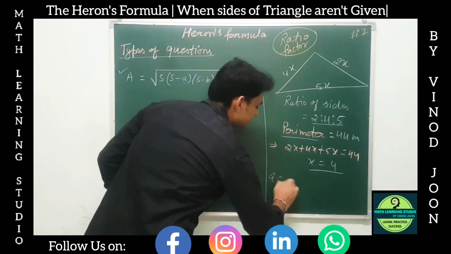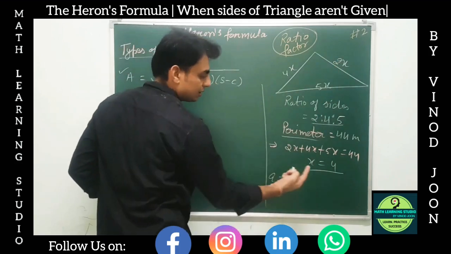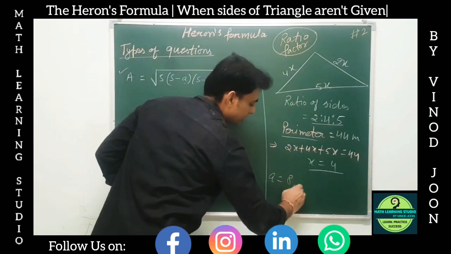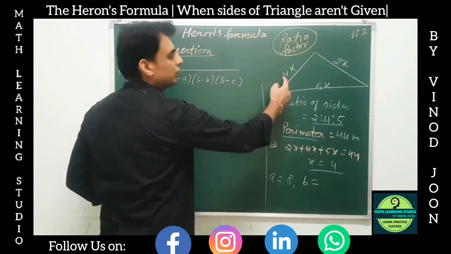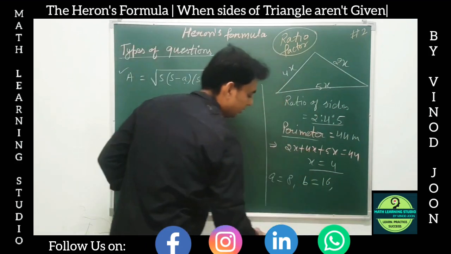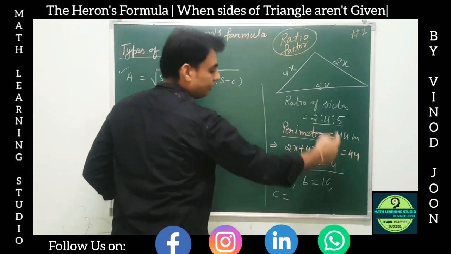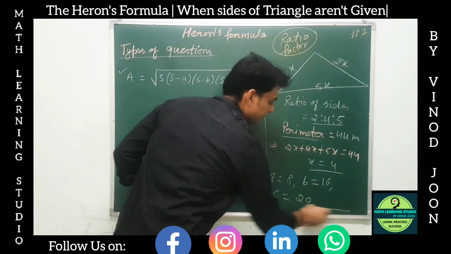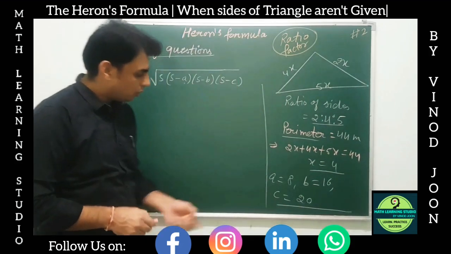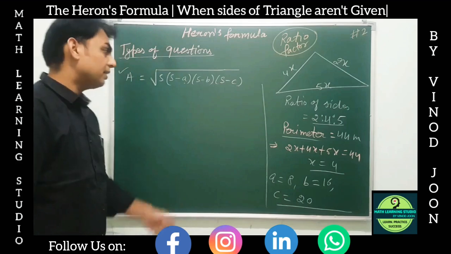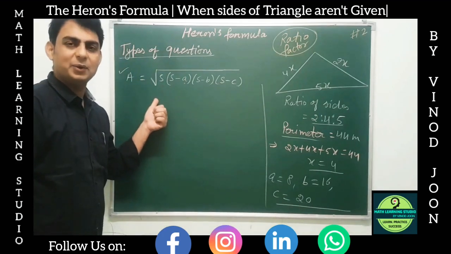So a becomes what? 2x मैंने let किया था starting में, so 2 into 4 is 8. B becomes what? 4 into 4 is 16, and C becomes what? 5 into 4 that is 20. Okay, so we got the three sides now. Three sides आ गई, मतलब we can apply the Heron's formula now.